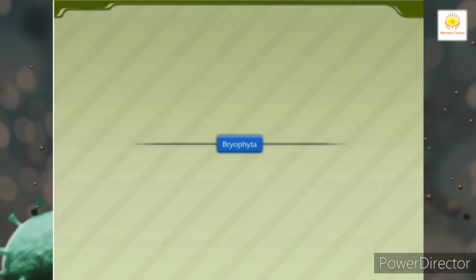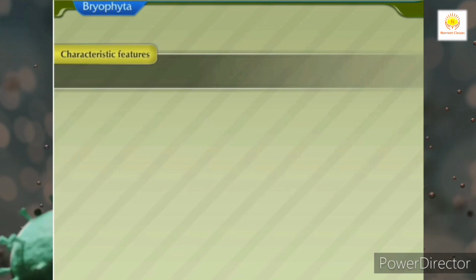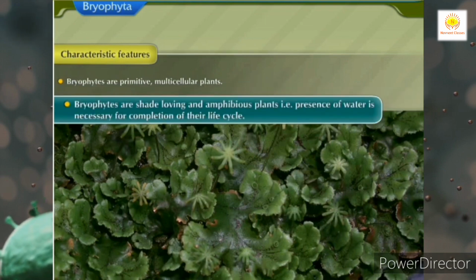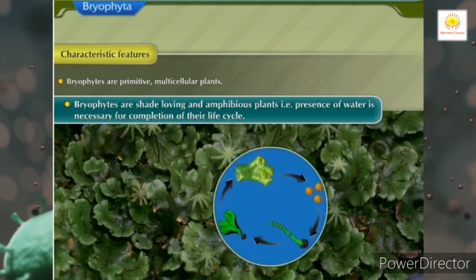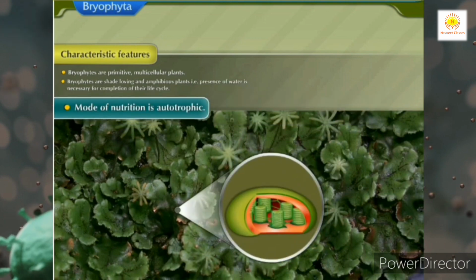Bryophyta. The characteristic features of division Bryophyta. These are primitive multicellular plants. They are shade-loving and amphibious plants. That is, presence of water is necessary for completion of their life cycle. Mode of nutrition is autotrophic.